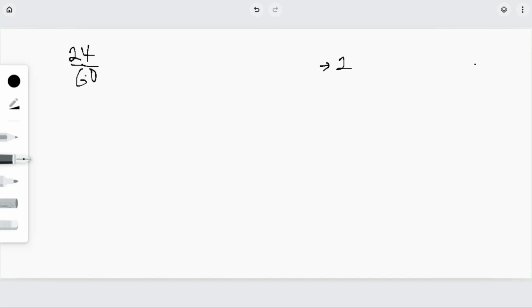And let's check if 3 can go into 60. Luckily, since we know what number can go in, we can easily divide both the numerator and the denominator by it.